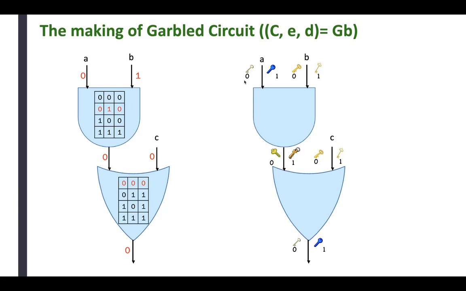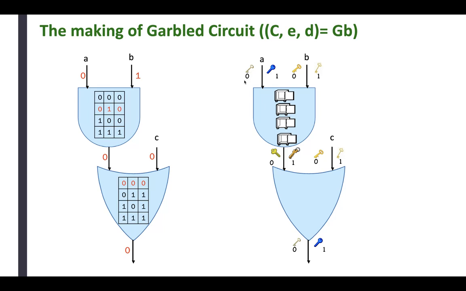Now, given that we have garbled the input wires, we are now going to garble the gate. Let's consider an AND gate. For garbling a gate, we are going to need 4 boxes. Now, this 4 is not a magical number.